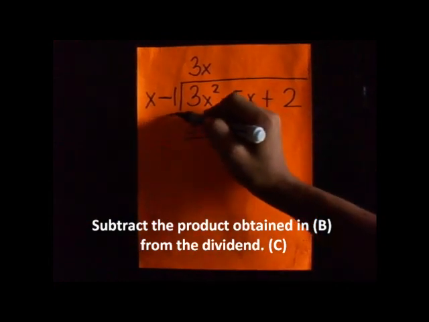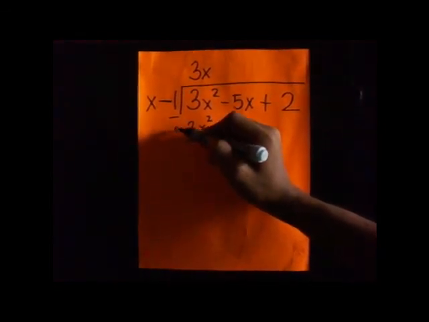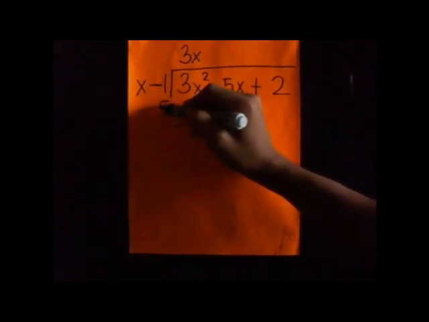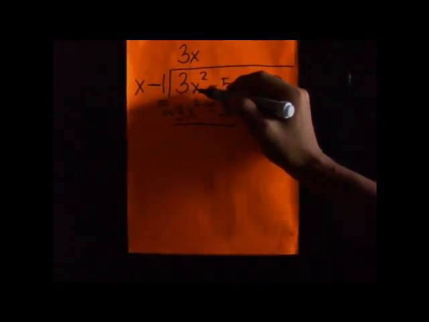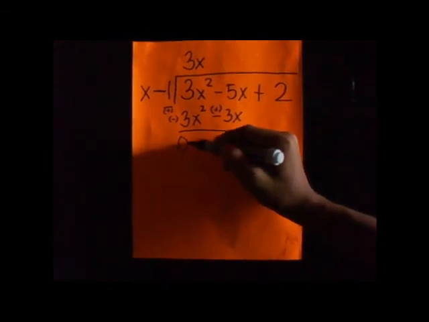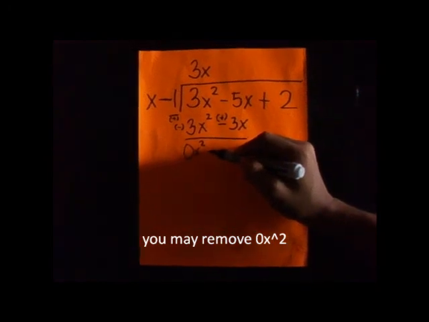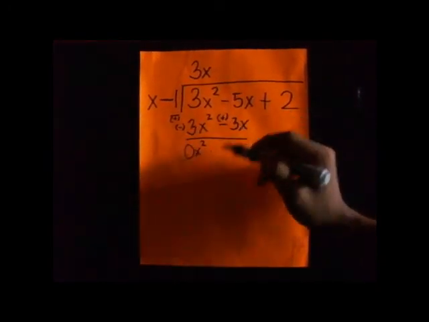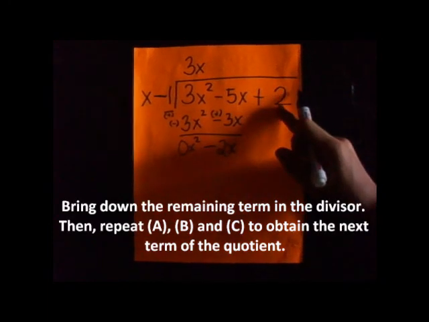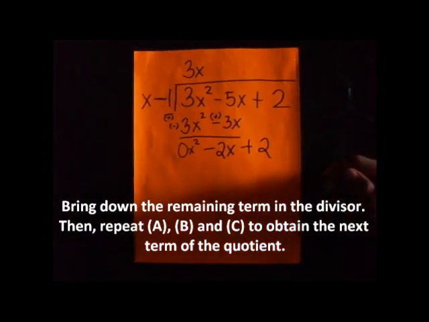After that, we just subtract the product that we obtained from 3x squared minus 5x. Then, just remember the rules in subtracting polynomials. We just change the sign of each term in the subtrahend and proceed to the operation of addition. So we have 3x squared plus negative 3x squared equals 0x squared. Understandably, we can just remove the 0x squared. Then negative 5x plus positive 3x equals negative 2x. After that, we just bring down the term left above, beside negative 2x, which is positive 2. Okay?